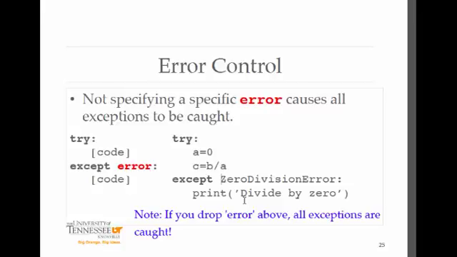Most of the time, however, you're going to do something like this: 0 divides, or square roots of negative numbers. Very simple types of things that you might want to catch in your code.